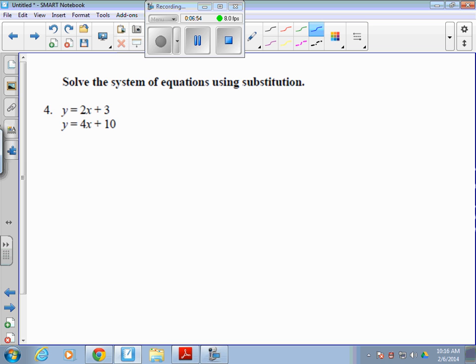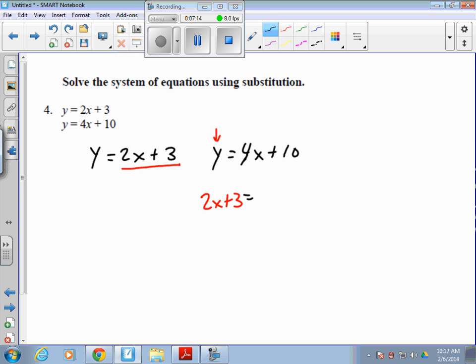Number 4 says solve this using substitution. Okay, these are in nice, neat forms for substitution already. Y equals 2x plus 3 and y equals 4x plus 10. We'll take this value of y, 2x plus 3, and we'll plug it in right there for y. 2x plus 3 equals 4x plus 10. We'll just put it just like that.